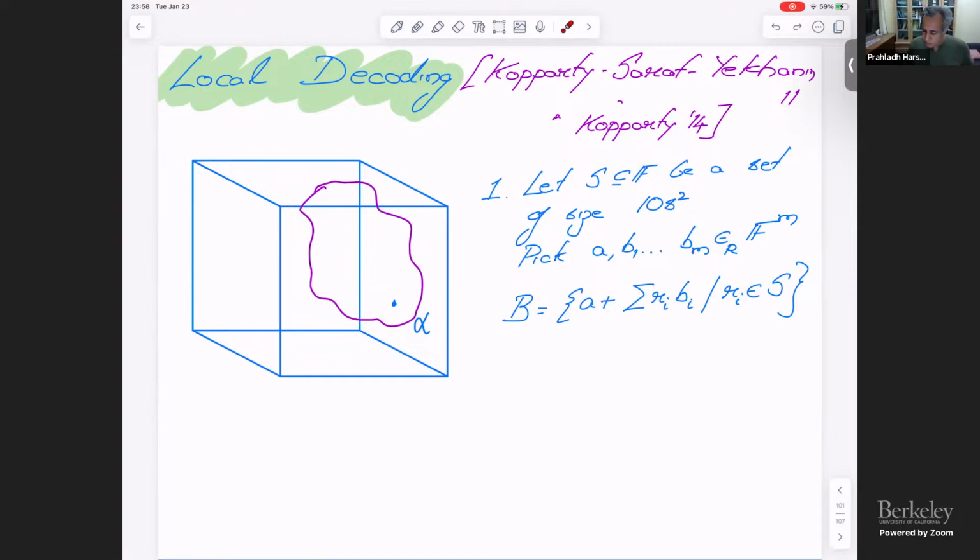You pick randomly A, B1, B2, ..., Bm in the space F to the M, and you pick this collection of points B, which is basically A plus summation Ri Bi, for Ri's being in S. Notice that for a typical choice of B, the size of B will be S to the M, if there are no linear dependencies, and if you're lucky, there won't be.